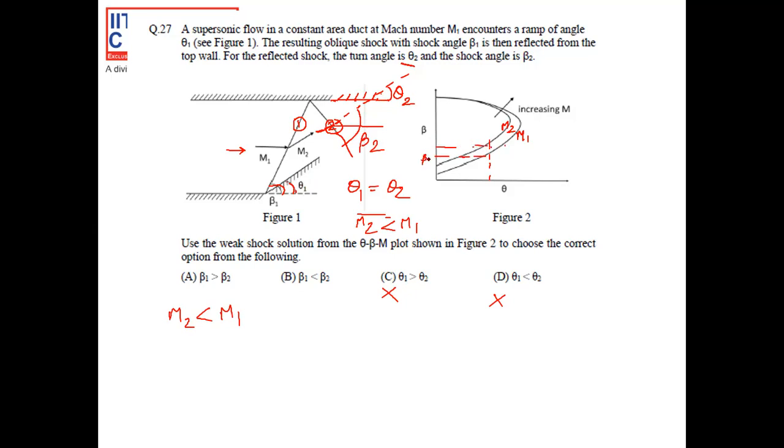this will be beta 1, right? And this will be beta 2. For the same theta, the higher Mach number produces a lower shockwave angle, and the lower Mach number produces a higher shockwave angle. Hence, from this plot, we can say that beta 2 is greater than beta 1. Hence, option D is correct, right? Okay. Next question.